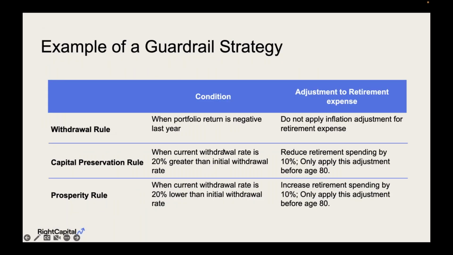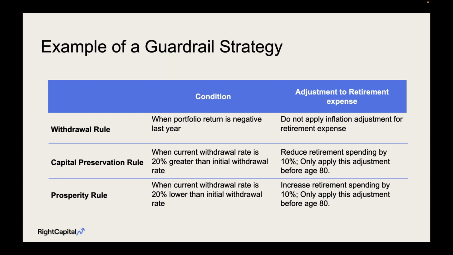So, again, as we look at this as an example, if we're looking at a scenario where the portfolio return is negative, we would see that inflation would not be applied to what we call the retirement expense or the retirement income need. And we're really talking about that same variable there of how much are we trying to fund, right? How much are we depleting our investments by to ultimately meet our funding goals?